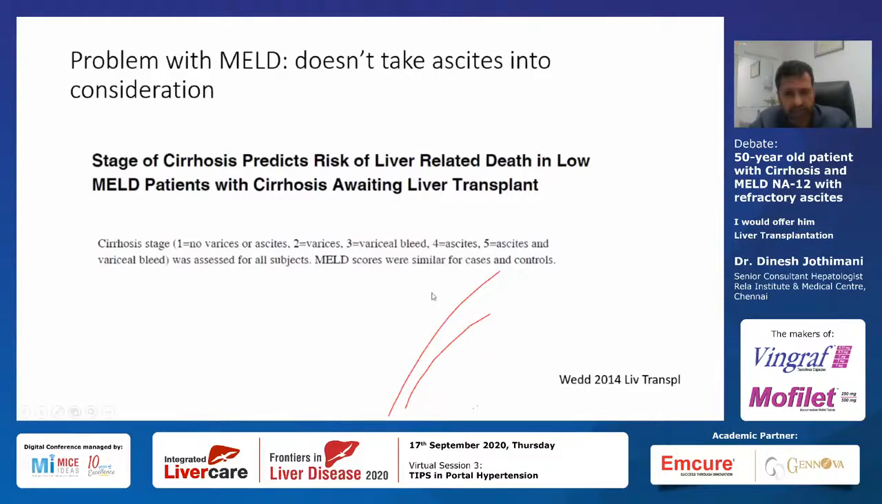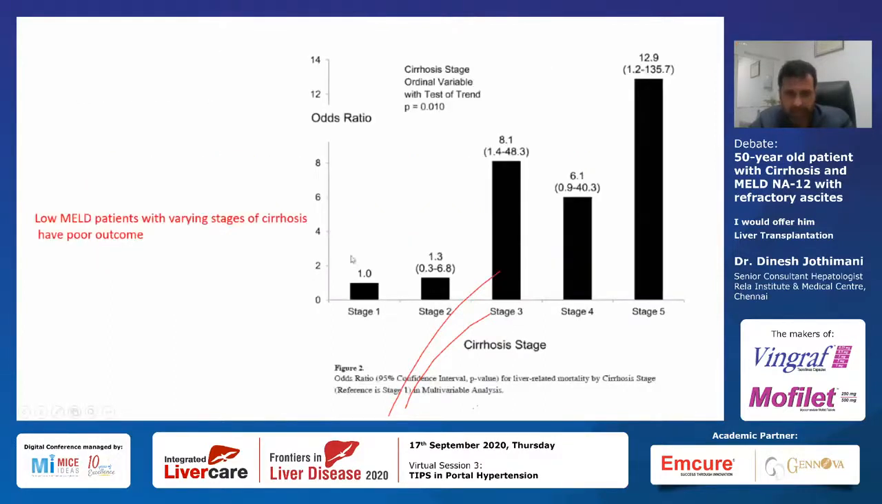of ascites. In a low MELD patient, say MELD less than 18 in this scenario here, if we have ascites and varices, the chance of death is around 12.9%, the odds ratio of death. So it's not just MELD score, Manav, it's more to do with the ascites and the refractoriness of the ascites. That matters a lot, actually. And this study clearly shows low MELD patients, if they have refractory ascites, they are associated with very poor outcome.